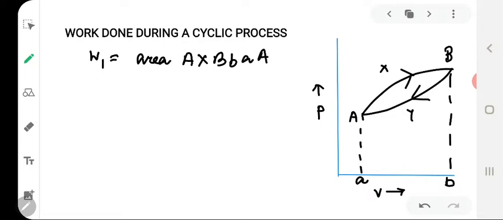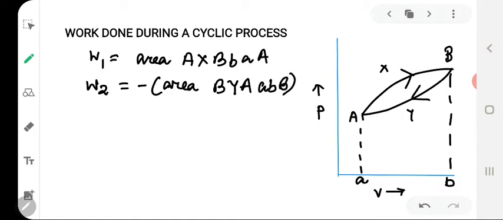During expansion of the gas, work is done by the system, which according to the sign convention has been taken as positive. Now the gas is compressed from the state B to state A along the path BYA, so that we can return the system to the initial state A. If W2 is the work done during compression, then W2 will be equal to minus of area BYABB.